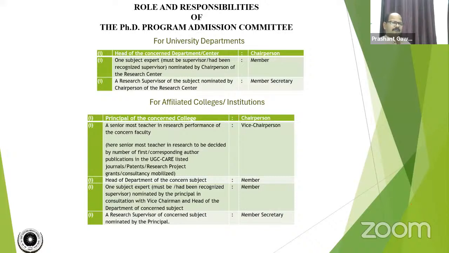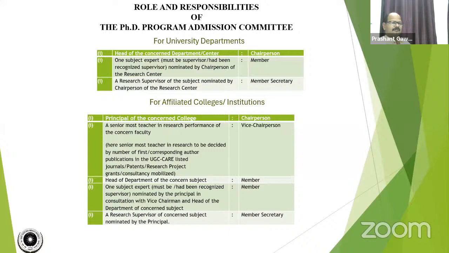Now, for the sake of admission to the PhD program, there must be two committees, because the RAC is not at all capable of doing the job of incorporating a student for the PhD. So for the university department, there should be a different committee, and for affiliated colleges, there should be a different committee. The Principal is the chairperson.